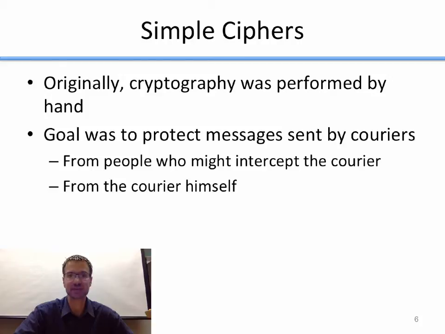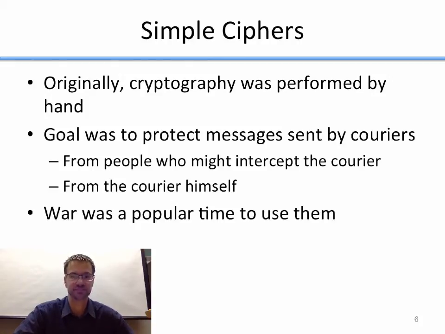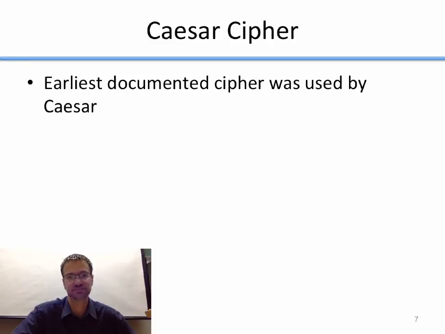We may want to have him pass a message, but we don't want anyone, including him, to be able to read it. War was a popular time that simple ciphers were used because generals might want to send messages between various parts of their armies, and they don't want the enemy to be able to read it if they happen to intercept the person carrying the message.